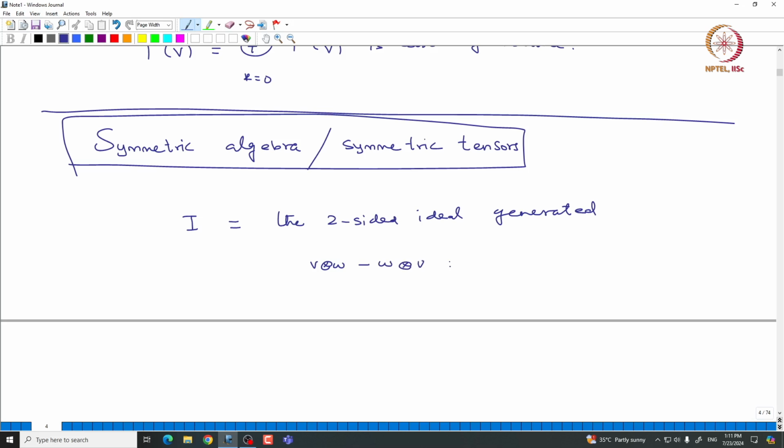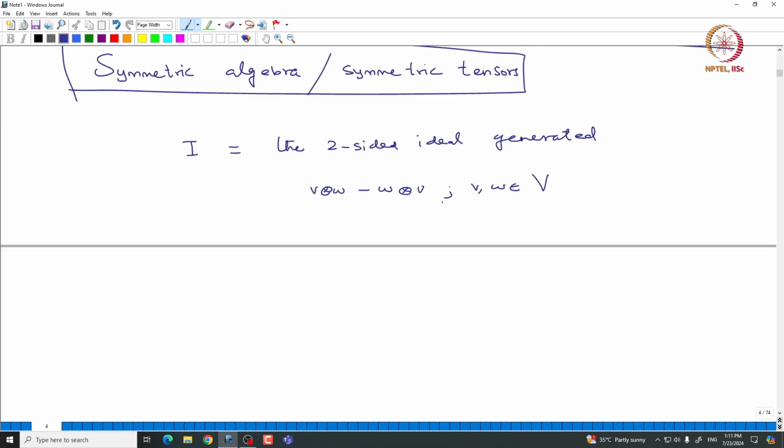So, where V and W vary over capital V. Okay. So, what we want to say is that whenever we flip two tensors, there is no change. So, V tensor W should be equal to W tensor V. The way we want to do that, algebraically, is to take the two-sided ideal generated by that and go modulo that. Then you get the necessary algebra that you are interested in.